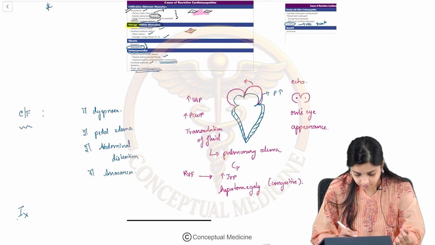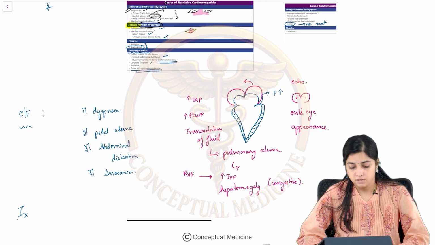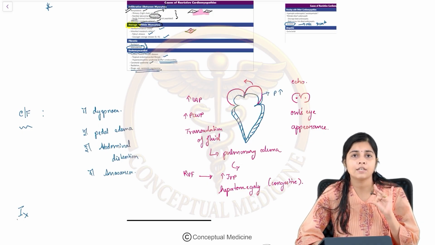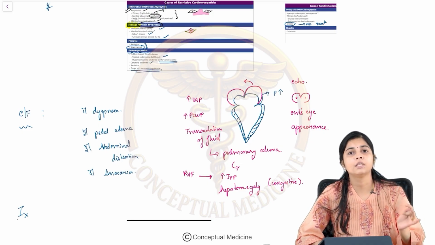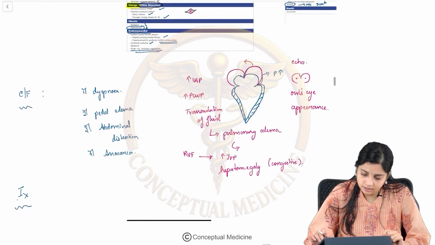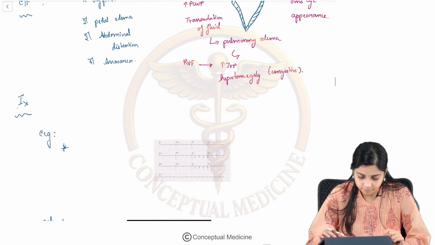So you can have pedal edema, abdominal distension and anasarca. So the symptoms, in toto, with which restrictive cardiomyopathy presents are very similar to right heart failure. Okay. Now let us look at the investigations that can be used in the diagnosis of restrictive cardiomyopathies.